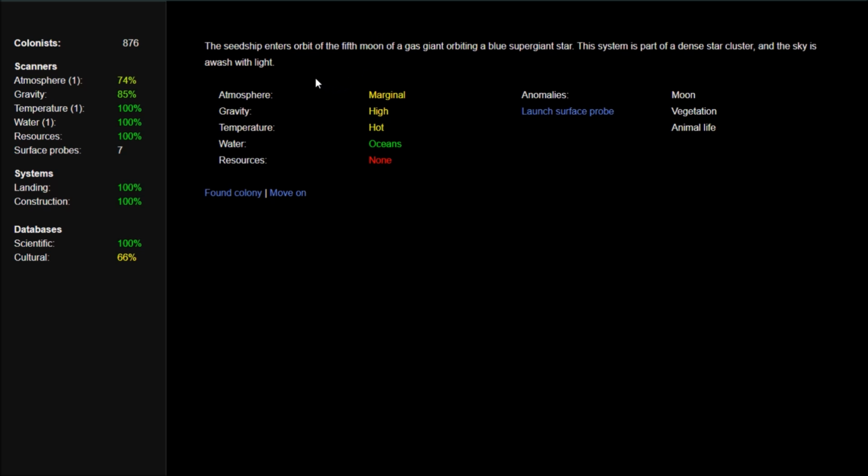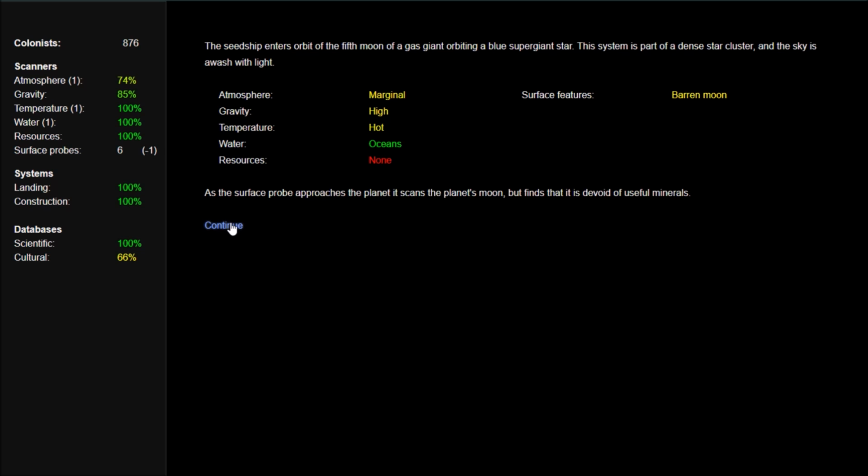Okay. This might be home. Orbit is the fifth planet of a gas giant orbiting a blue supergiant star. The fifth moon. System is part of a dense star cluster. The sky is awash with light. Gravity's high. No big deal. It's a little hot here. There's oceans. No resources, but we got a moon. Atmosphere's fine. We have vegetation. We have animal life. Launch that probe.